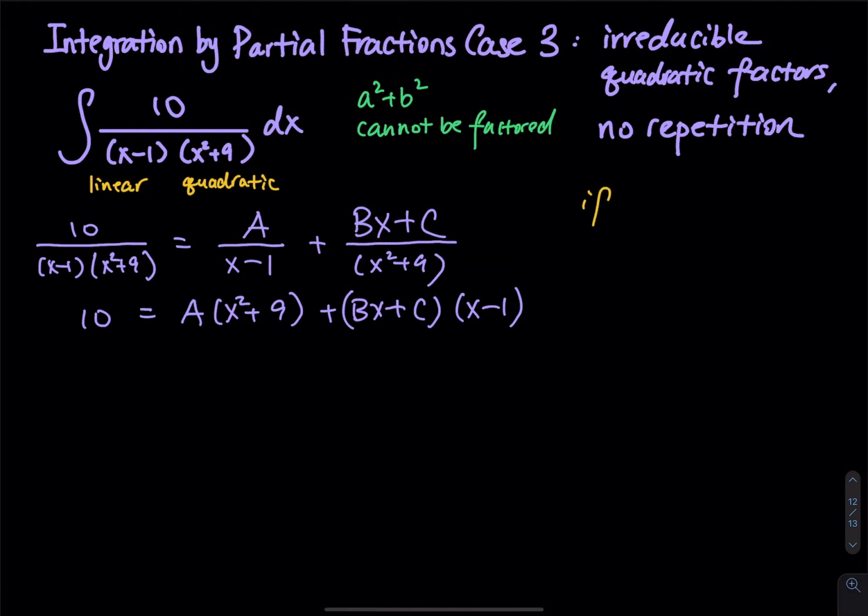So let's try it. If x is equal to 1, then on the other side, we have 10 equals a times 1 plus 9, which is 10, right? A times 10, and we don't have b and c, so we solve for a, and a is equal to 1, but we still have b and c. You cannot try any other convenient value because x squared plus 9 is never equal to 0. So the convenient value trick ends right over here. Since the convenient value is not going to work anymore, then you have to open this up.